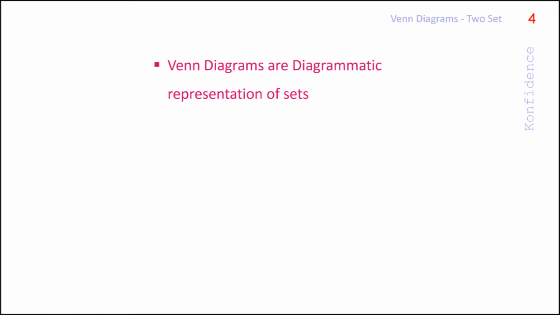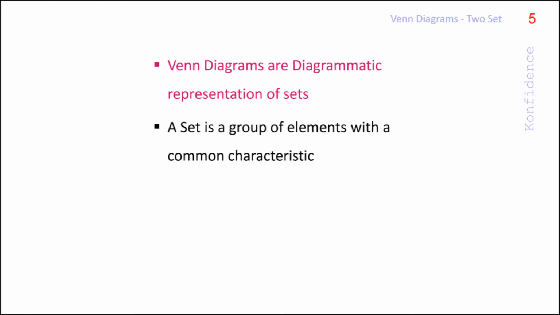As mentioned in the previous slide, Venn diagrams are diagrammatic representation of sets. Then, what is a set? A set is a group of elements with a common characteristic or common characteristics. For example, a set of dogs, cats, trees, people, newspapers, etc. A set could be formed with any characteristic that is common to all the elements in that set.